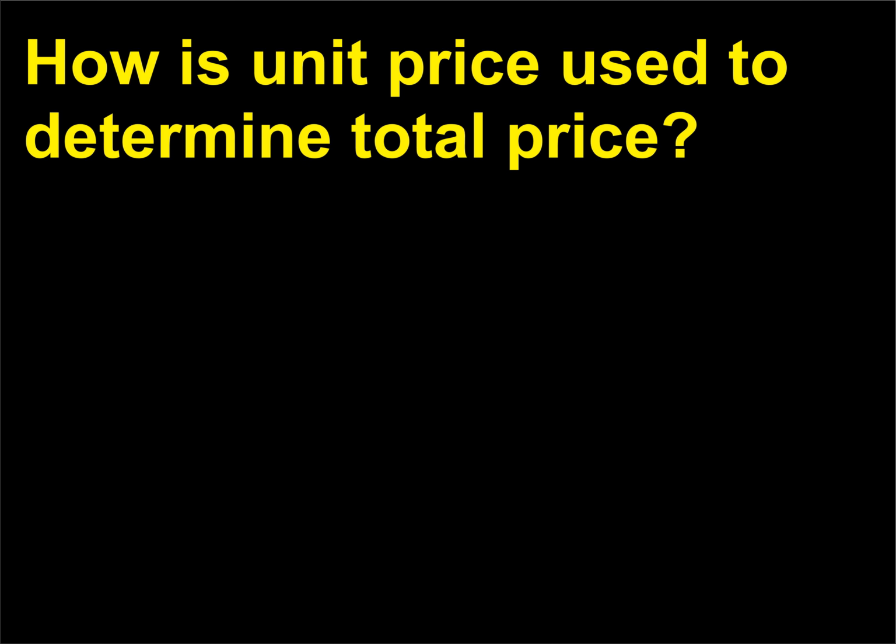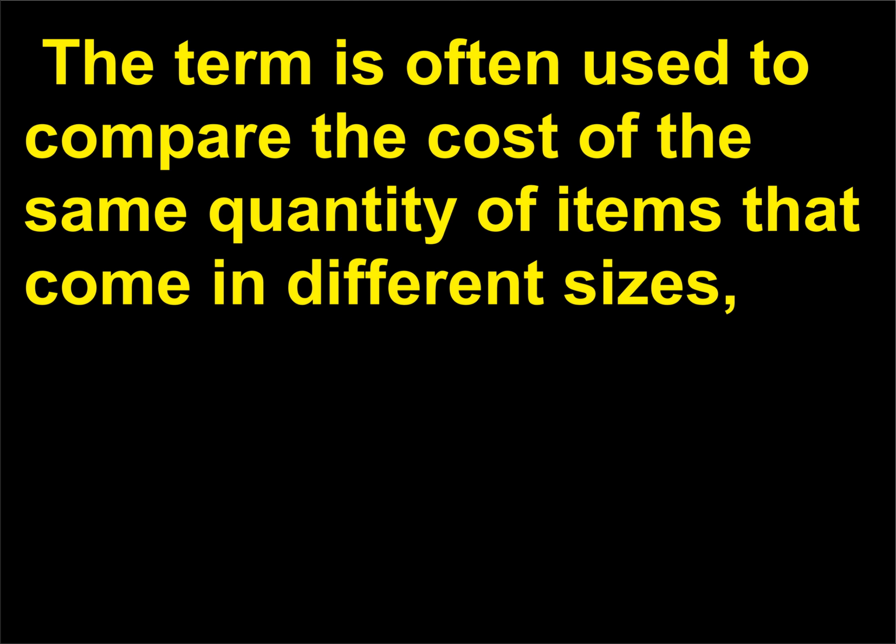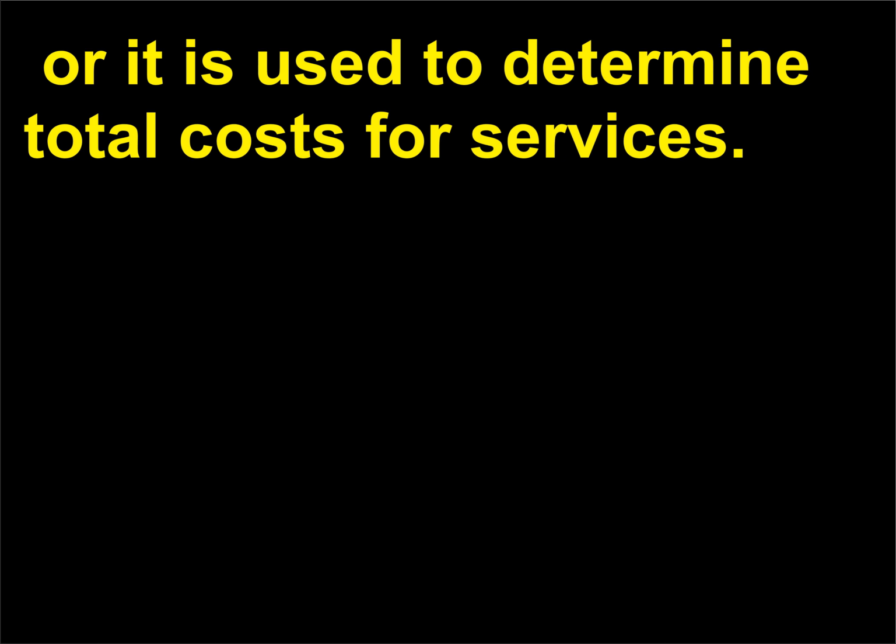How is unit price used to determine total price? The unit price is simply the cost for each item, or unit. The term is often used to compare the cost of the same quantity of items that come in different sizes. Or it is used to determine total costs for services.